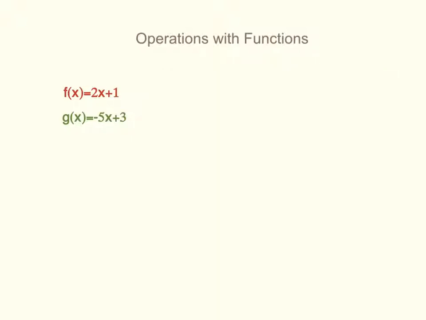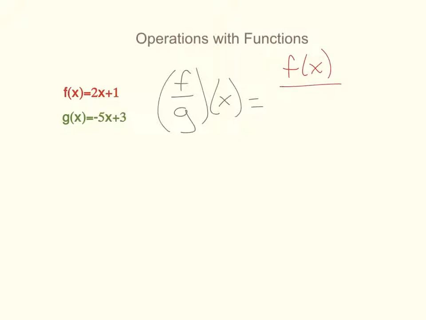So for the final operation of the basic 4, we're going to do the division. So f divided by g of x. That means we're going to take the f function and put it in the numerator, because fractions and division are the same thing. And we're going to take the g function and put it in the denominator. That's just the way the problem was set up.